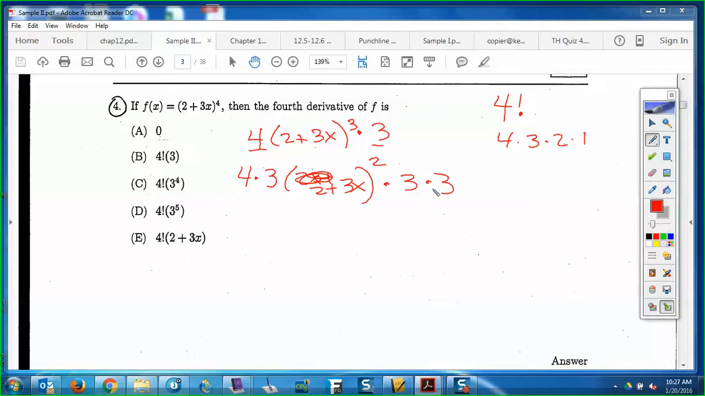And the first derivative, I got a 4. Second derivative, I got a 4 and a 3. The next one, I'm going to bring down the 2. And then the last derivative, I'm going to bring down the 1. I'm going to have a 4 and a 3 and a 2 and a 1. That's the 4 factorial. Right?